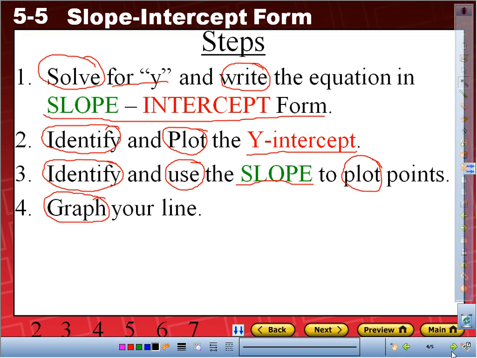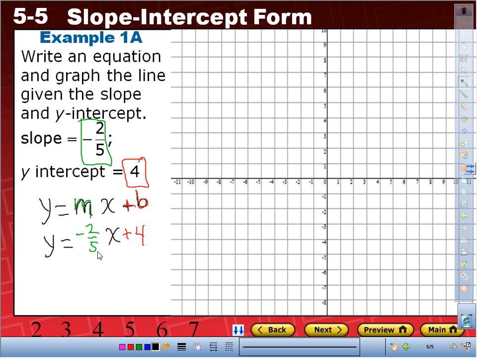So check this out. Step 2, what is my y-intercept? Positive 4. Everybody look up to the screen. My y-intercept is positive 4, so I'm going to go look for the y-axis at positive 4. Where's that at? Right here. And I plot my point.